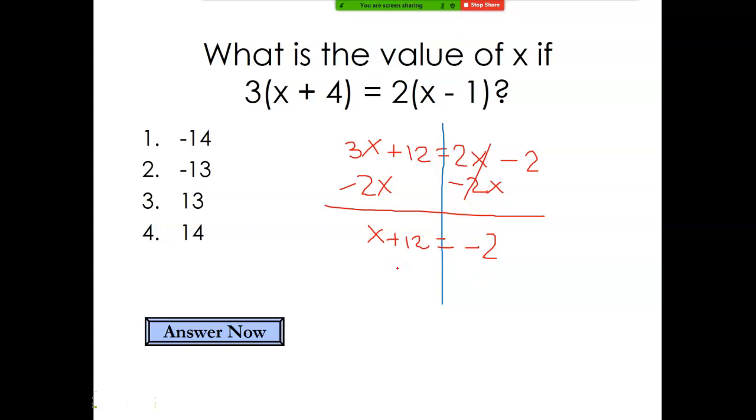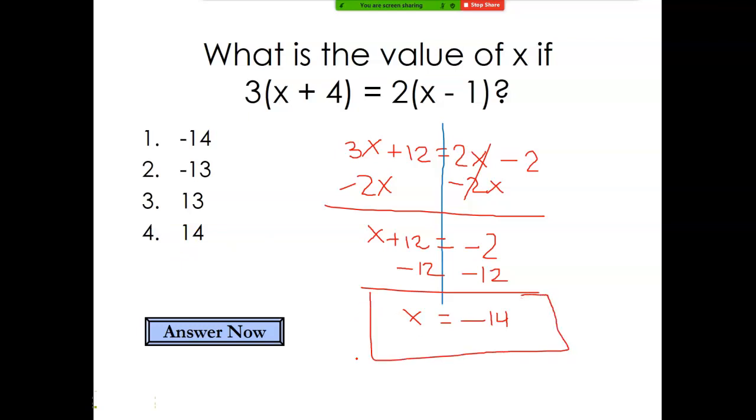And then you subtract 12 from both sides, and we get x equals negative 14. So we're not dividing here, we're subtracting. So I think a couple of us said 14. The reason it's negative is because you're subtracting, not dividing. So if you had negative 14, you got it right.